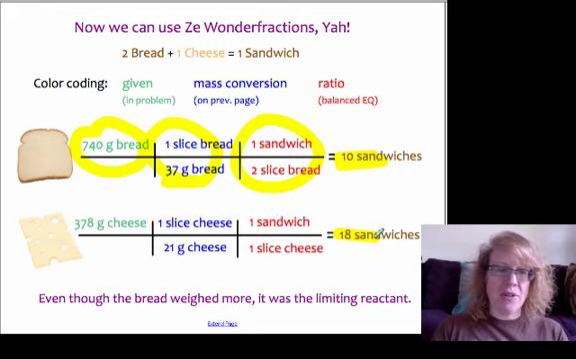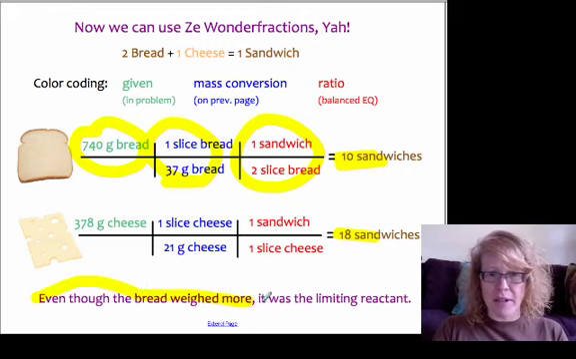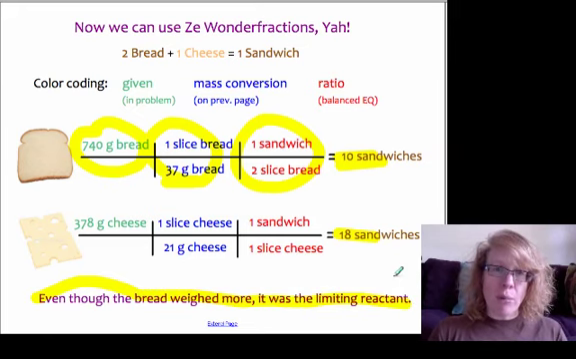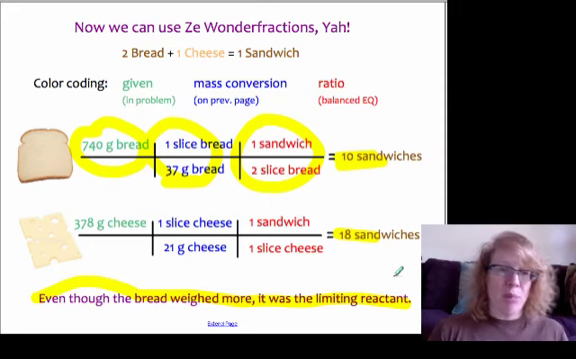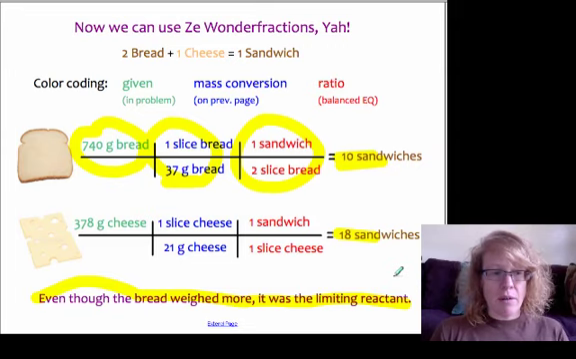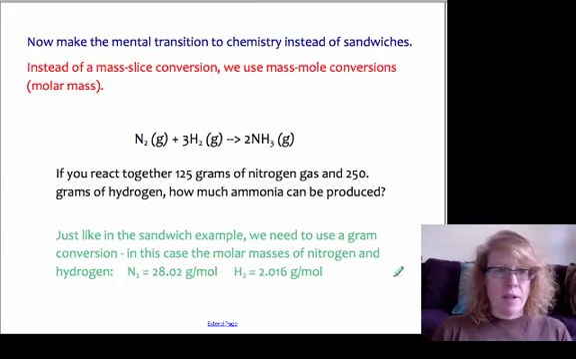And this is what's kind of interesting down here at the bottom. Even though the bread weighed a lot more, I mean, we had twice as much bread, 740 grams, it was still the limiting reactant for a number of different reasons, because of the bread to slice mass ratio and because of our 2-to-1 ratio. So overall, we still have bread as our limiting reactant because there's only 10 sandwiches that we can make from that.